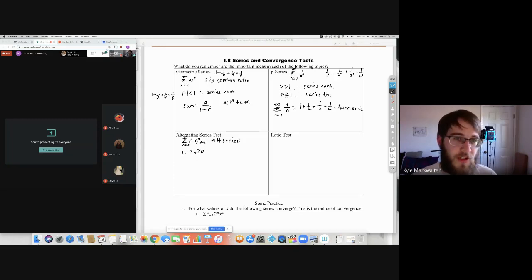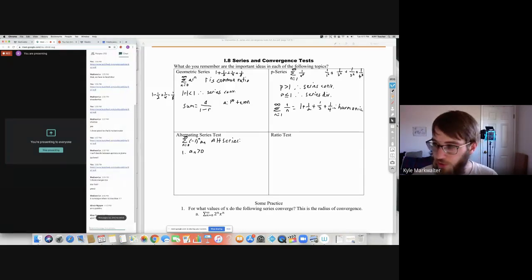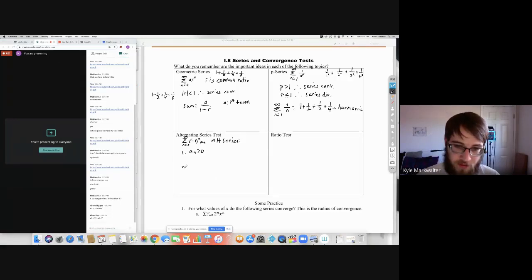Quay also mentioned that to apply the alternating series test, we also need to make sure, and I often list this as the third thing, that a sub n plus 1, the next term, has to be less than a sub n. We kind of think of it as eventually.